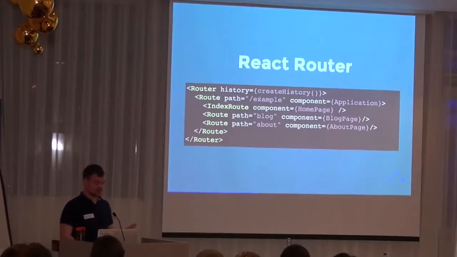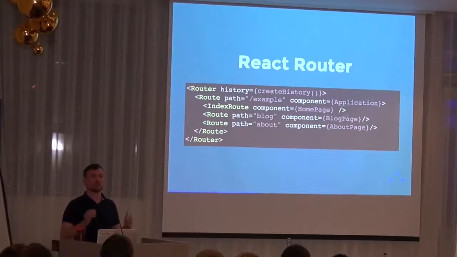For example, we have an example route. Embedded within that, we've got an index route, a blog route, and an about route. Each of these routes will actually map to a component, so the components will return HTML based on that route. I'll go through each of these in turn. We'll go through examples as well, to make it a bit more obvious.